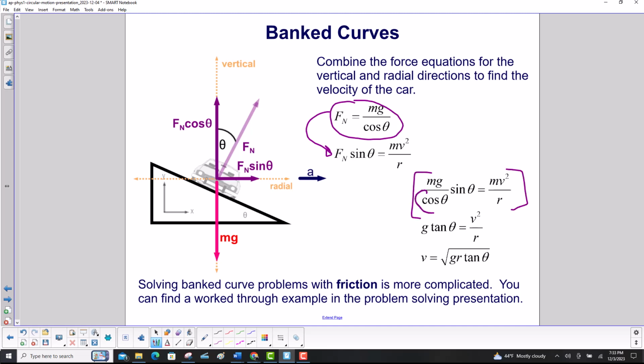And then a very fun identity here is sine theta over cosine theta equals tan theta. So g tan theta is v squared over r, once again, centripetal acceleration, and the velocity is the square root of gr tan theta. Solving banked curve problems with friction is more complicated. You can find a work-through example in the problem-solving presentation of this unit.